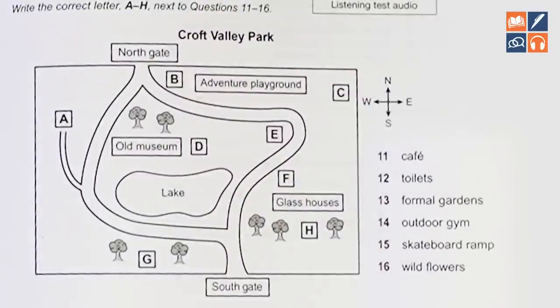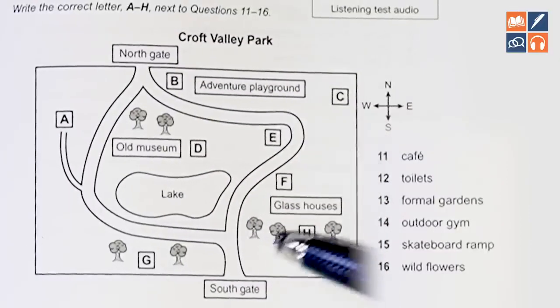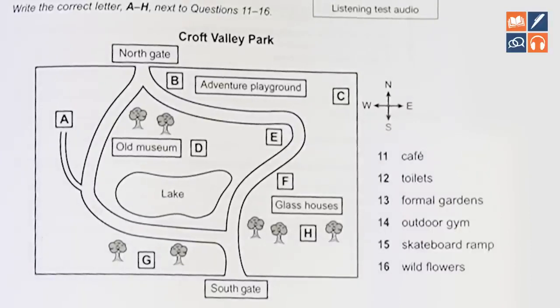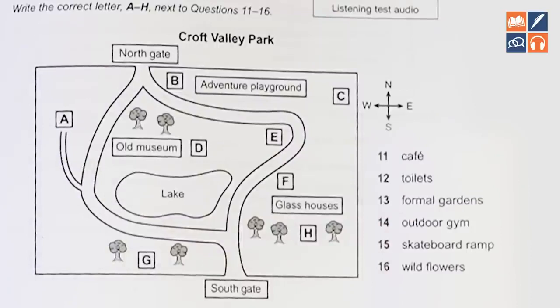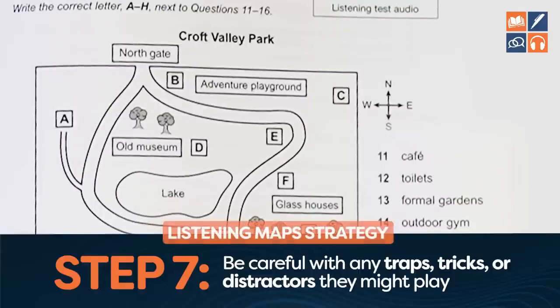What is to the left of the lake? As we go past the adventure playground, what is here? If they're talking about a bend in the road, what are they talking about here? This is really going to help you. And as you are listening, you can make notes if it's paper-based test and think about what the correct answers might be. The next step is to be very careful with traps or distractors or tricks they might play on you.